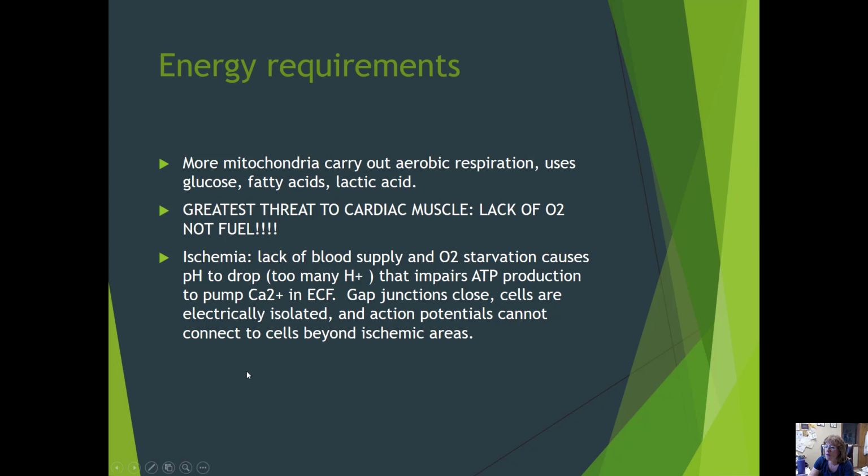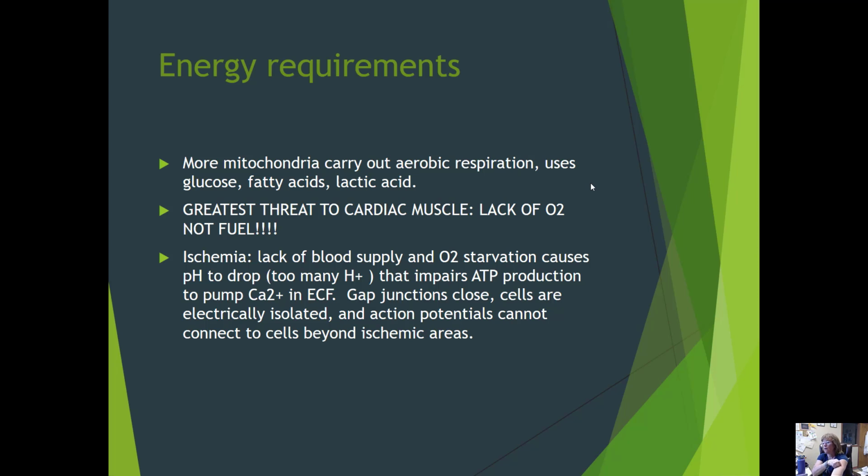So one of the things that we want to remember about cardiac muscle contraction is that in order for it to continue, we need to have oxygen. We saw in the cardiac muscle diagram that there's a lot of mitochondria, and the mitochondria not only are going to use glucose, but they can use fatty acids and lactic acid as their substrate to go through cellular respiration. So the heart is never going to run out of fuel. There's always going to be something available for the heart muscle cells to use.